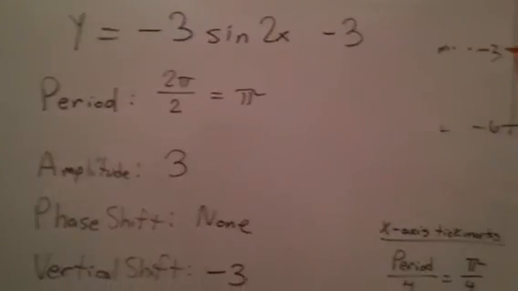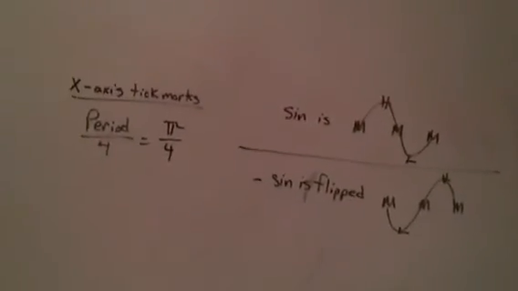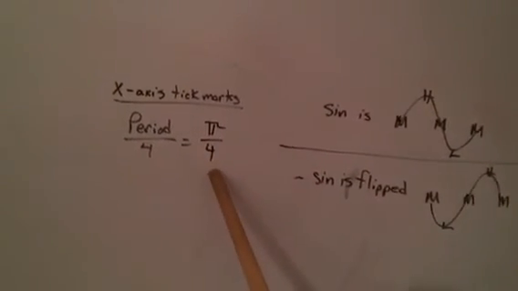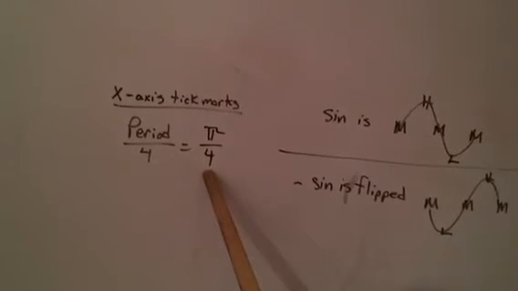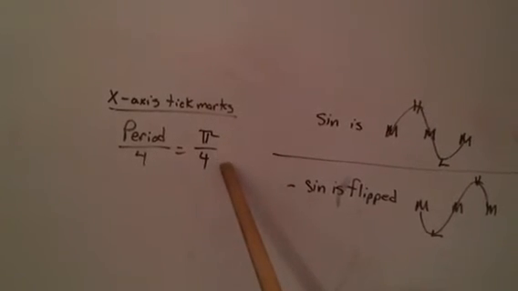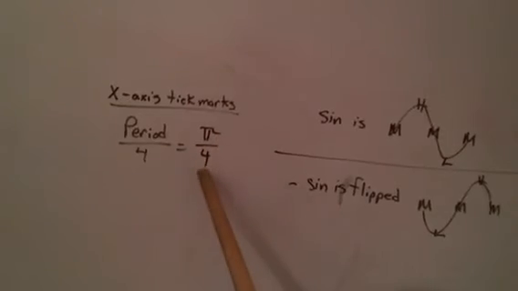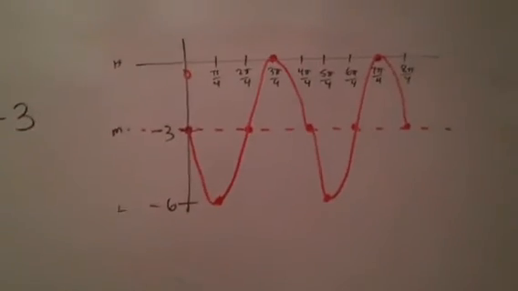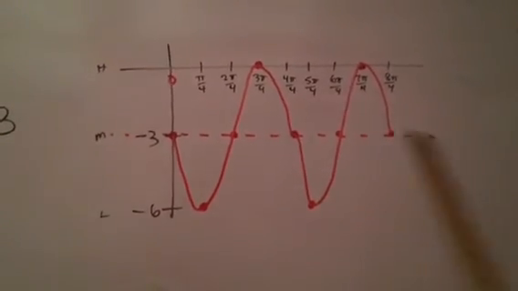So to prepare our graph, first of all, we need to know what we're going to count by. Since my period is pi, divide by 4. I'm going to count by pi over 4s. So I'm ready to set up my x and y axis.